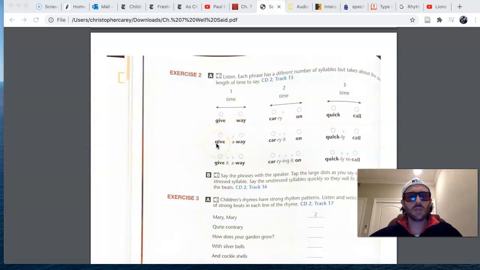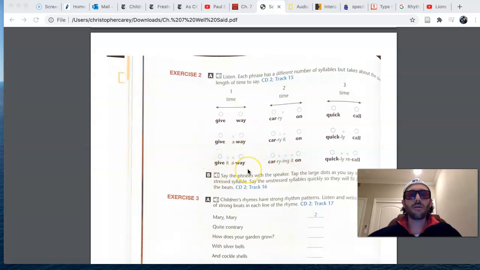Take a look at the next group. Give away, carry it on, quickly call. So you have 3 syllables and 4 here for the middle one. But again, 2 primary beats, two syllables that are stressed, and so they sound very similar in terms of the pattern of stressed syllables. The last group here has multiple, even more syllables. Notice how they're all following the same pattern.